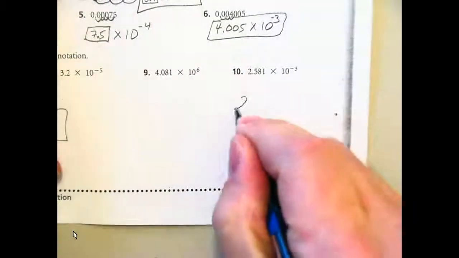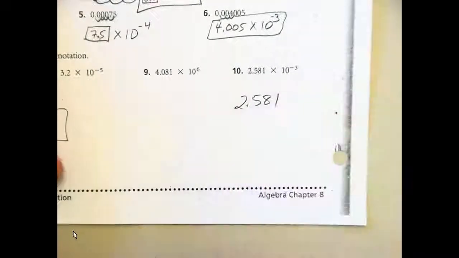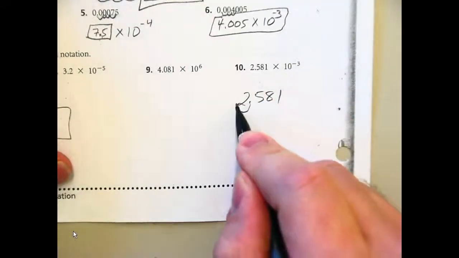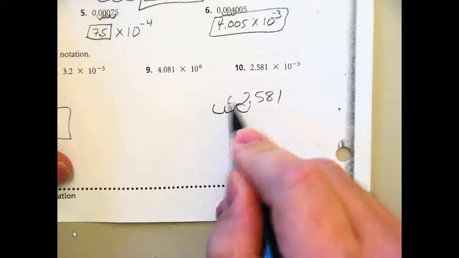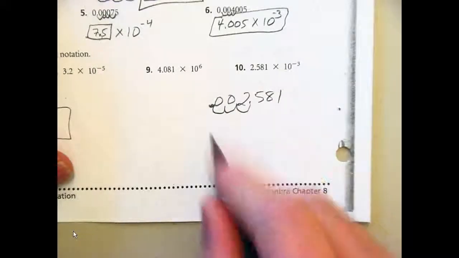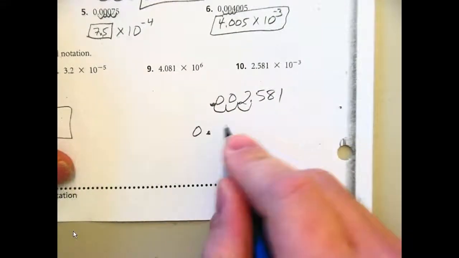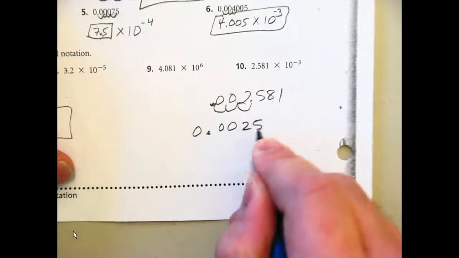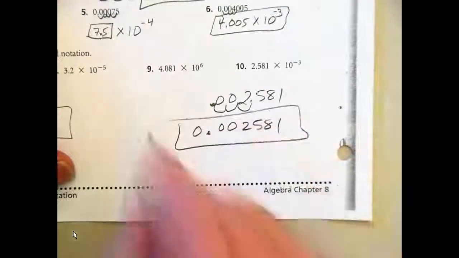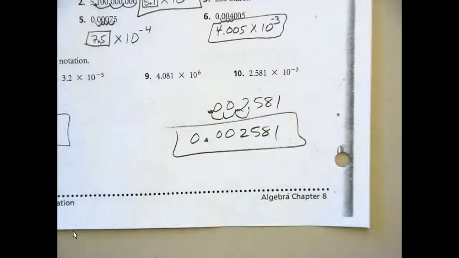Number 10. Taking a look at that one, is that number going to get bigger or smaller? Smaller. Okay? I'm going to move it 3 places. 1, 2, 3. The number's got to get smaller. The decimal goes there. So always put a 0 out in front as a place value holder. There, we've got it. All right. Any questions? All right. Very good.